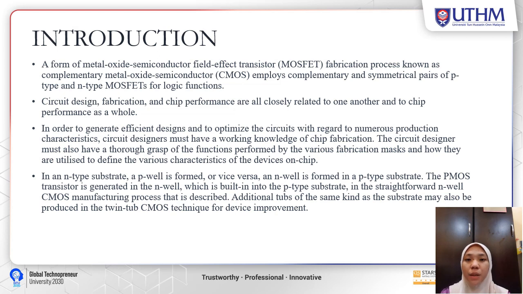In an N-type substrate, a P-well is formed, or vice versa, an N-well is formed in a P-type substrate. The PMOS transistor is generated in the N-well, which is built into the P-type substrate in the straightforward N-well CMOS manufacturing process that is described. Additional tabs of the same kind as the substrate may also be produced in the twin tab CMOS technique for device improvement.